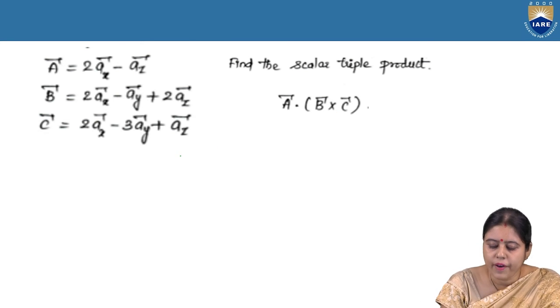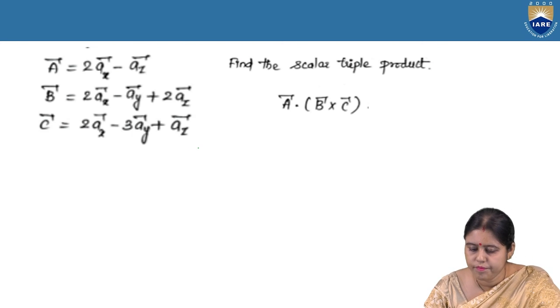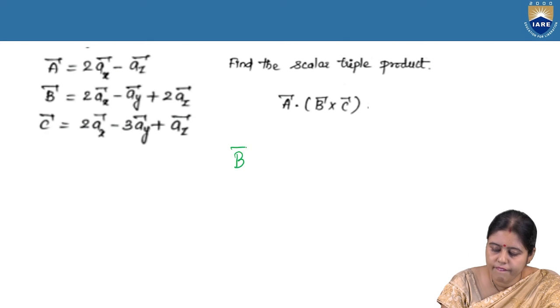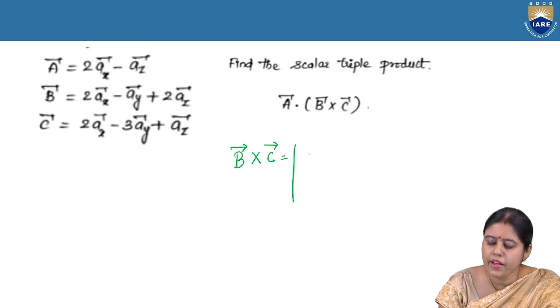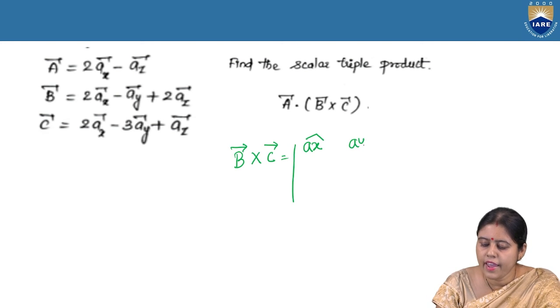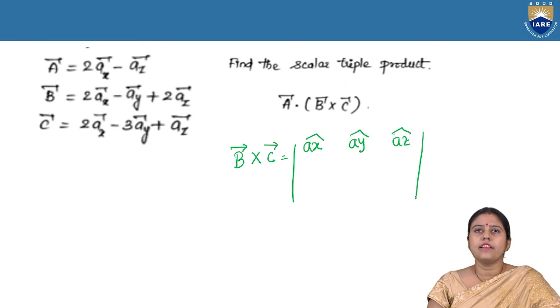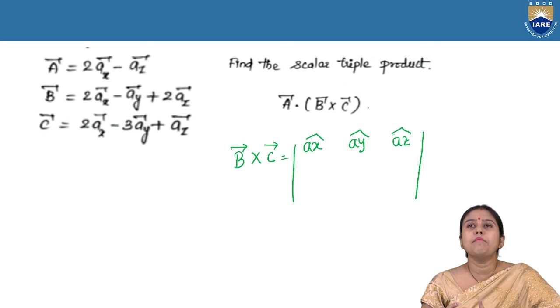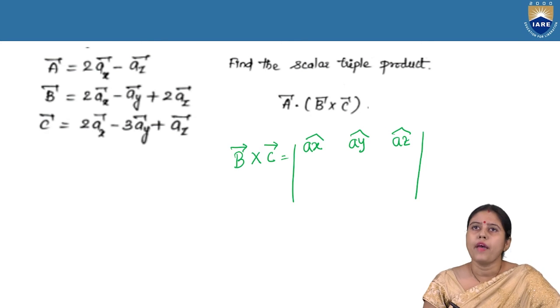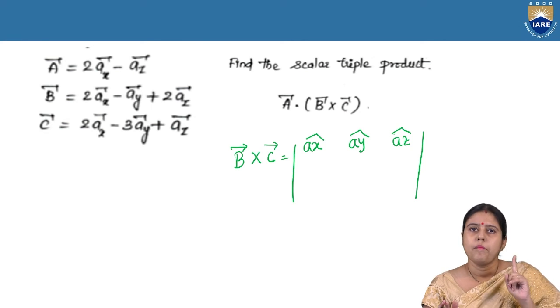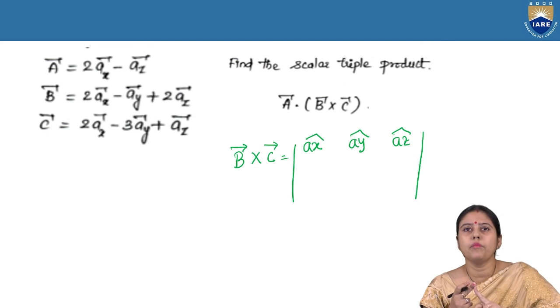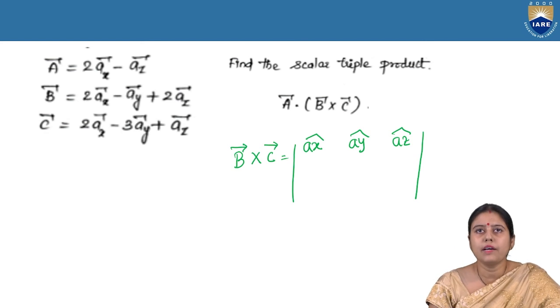Let's do. So first, B cross C. How to do? First we will write ax hat, ay hat, az hat. Next, what is the next step? First one is B. Remember which one is first, which one is second. As this is the cross product, we cannot write it in another manner. First will be in the first line, second will be in the second line. So what is the value?